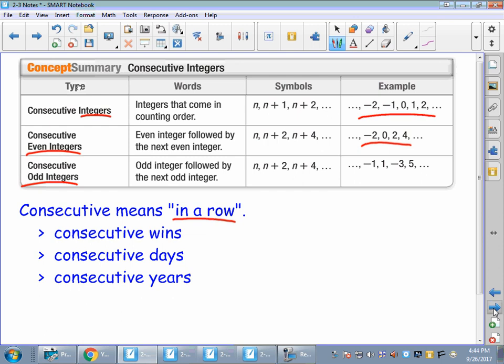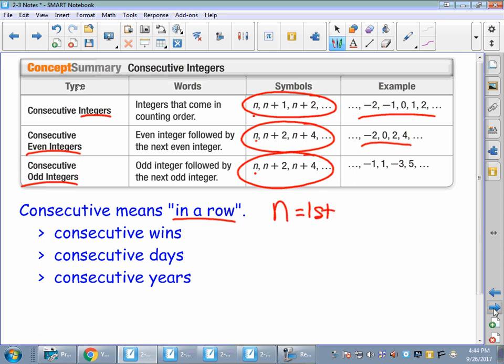Now, symbolically, if we don't know what the integers are, we use variables. If you notice in each of these cases, the first variable is n each time. Some number. I don't know what the number is. n could be 3, n could be 6, n could be negative 15 for all we know. It's where you go from there. That's your first number. So n is my first integer.